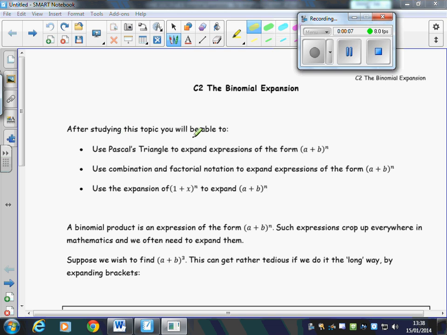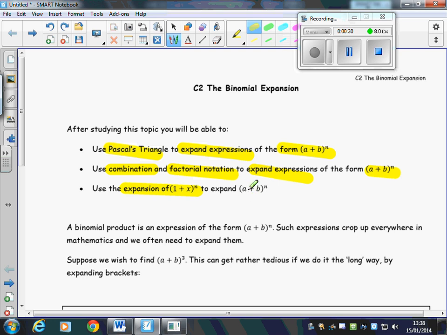So in this topic we're going to learn how to use Pascal's triangle to expand the expression of the form a plus b to the power of n. We're also going to learn how to use combinations and factorial notation to expand the expression a plus b to the power of n. And we're going to use the expansion of 1 plus x to the power of n to expand a plus b to the power of n. So as you can see, a plus b to the power of n is going to be a very important part of this topic.